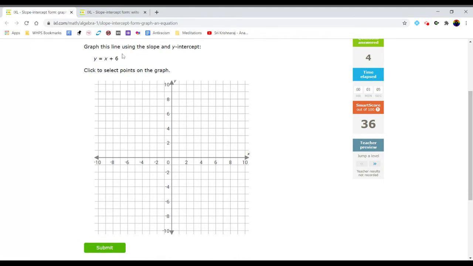So for this one, my y-intercept is 6 and my slope is, there's no number there. So my slope is 1, which is really 1/1. So I'm going to go up 1 to the right 1. This shows that my rate of change is 1 because I'm increasing by 1 each time. I was at 6, then I went to 7, then I went to 8.